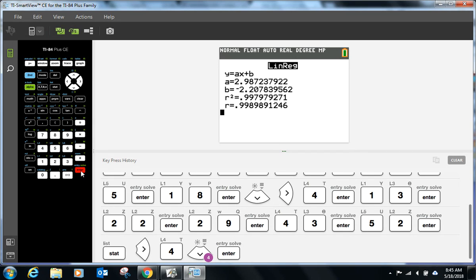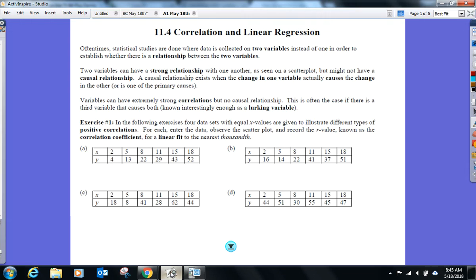3. So everyone take a look at this number with me. The correlation coefficient would be 0.99. What's the 8? Stay an 8 or go to a 9? 9. So the correlation, the R value for this one, is 0.999.